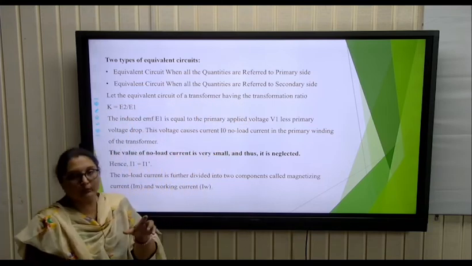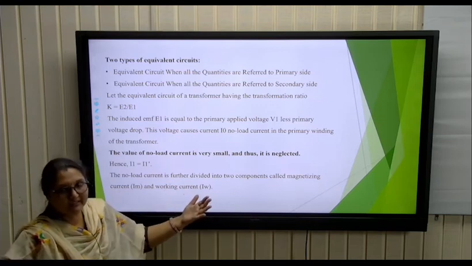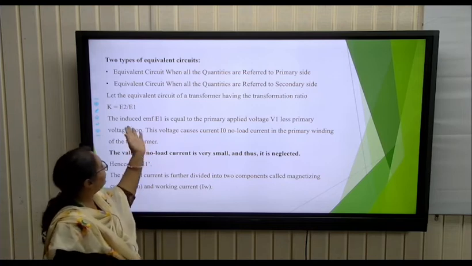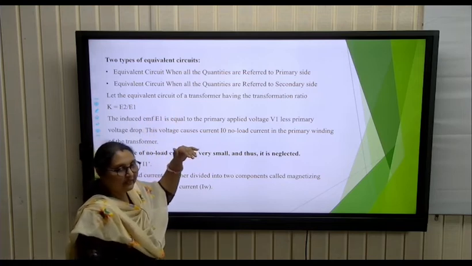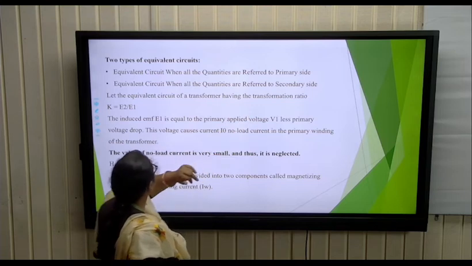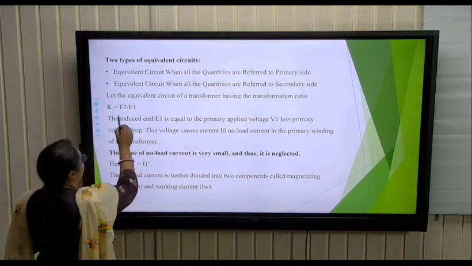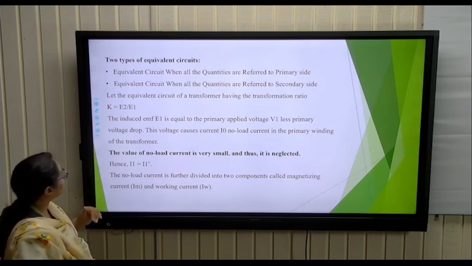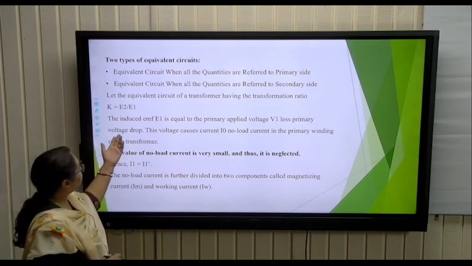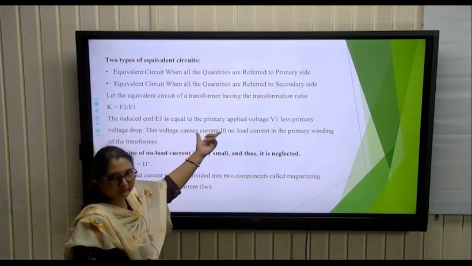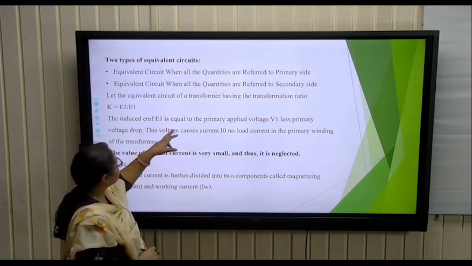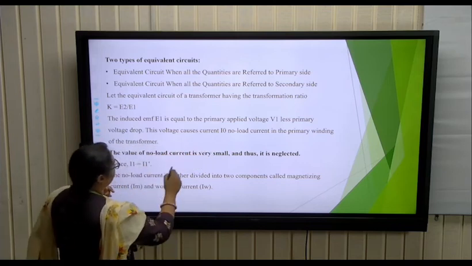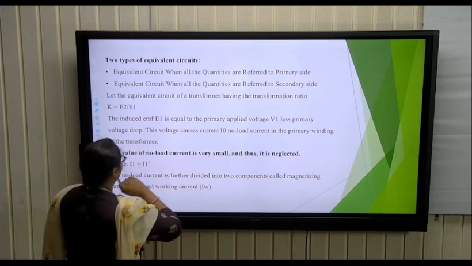So there is an appropriate word. When all the parameters are transferred to the primary side, that is termed as referred to the primary side, and when it is transferred to the secondary side, then we say it is referred to the secondary side. You know that the transformation ratio is E2 upon E1. Then you know that E1 is exactly equal to V1, and this voltage causes a drop of I0, that is the no load current in the primary winding.